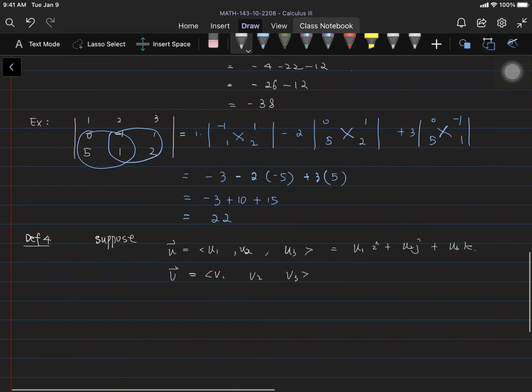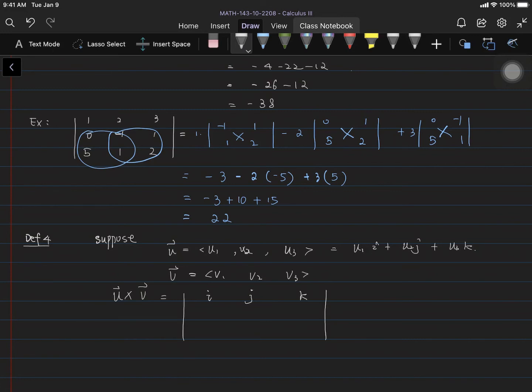What's the cross product of them? It's going to be the determinant of another 3 by 3 matrix. So how do we set up the 3 by 3 matrix? We put the first row as i, j, k. Do you remember what i, j, k are? They are just like unit vectors.